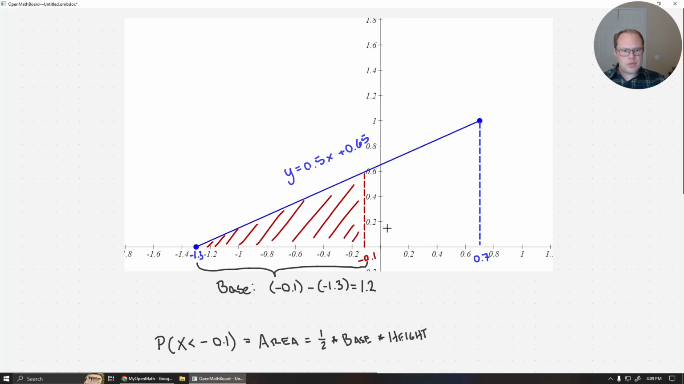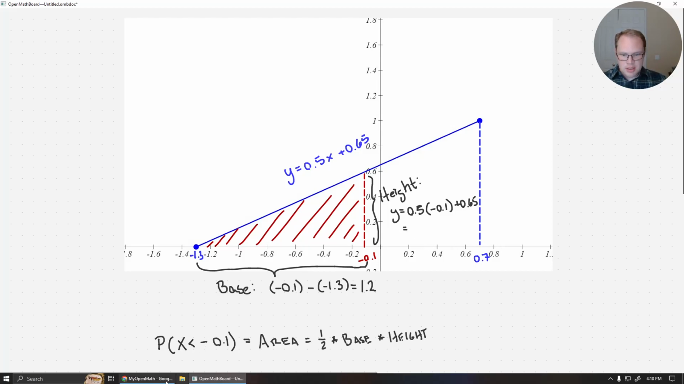Okay? So to find this height, I'm going to find the y value of this edge. So I have 0.5, and then I multiply by the x value of that edge. Now this edge here is at negative 0.1. That's the location. So that's the x value. Negative 0.1 plus 0.65. Okay? This is going to give me my height.